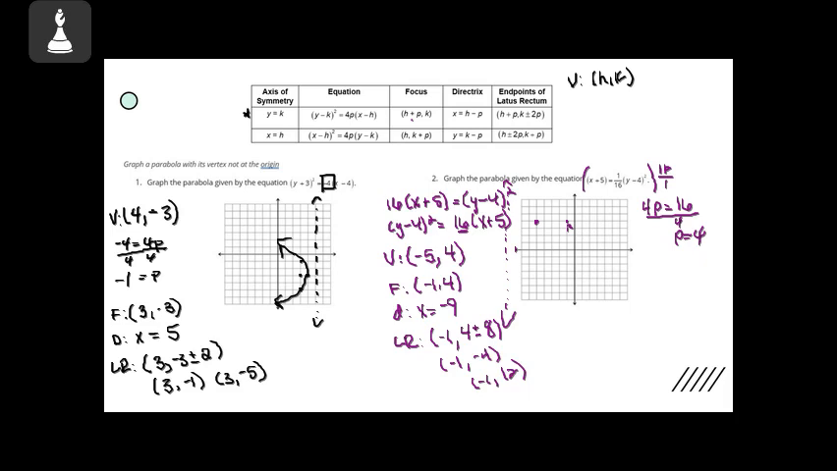1, 2, 3, 4, 5, 6, 7, 8, 9. Oops, sorry. We're at 4, 5, 6, 7, 8, 9, 10, 11, 12. There's 12. And then I would be able to connect them here. The other thing I could have done is I could have scaled my axis by 2s, and then that probably would have gone a little better here.